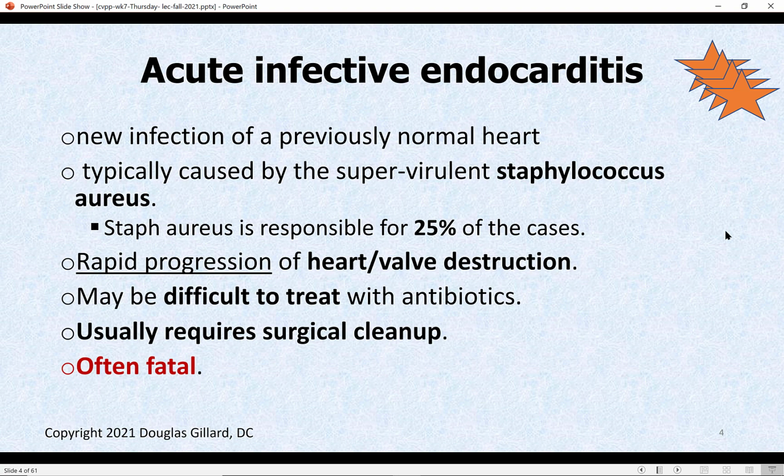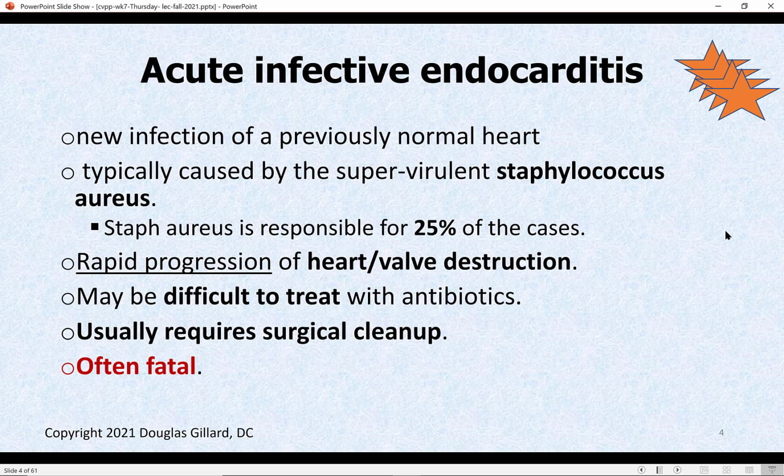The typical cause of this is the super virulent. Here's a note card for you. Virulent, what does that mean? Evil, destructive, deadly. Super virulent Staphylococcus aureus. Staph aureus is responsible for about 25% of cases of acute infective endocarditis. And this condition destroys the heart valves really, really quickly. So you get regurgitation, and we've talked about what trouble regurgitation is.